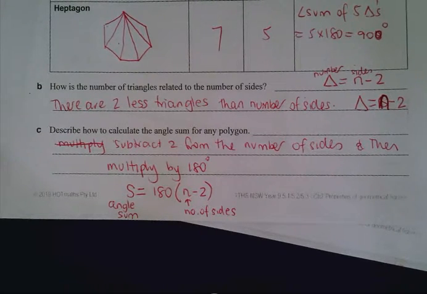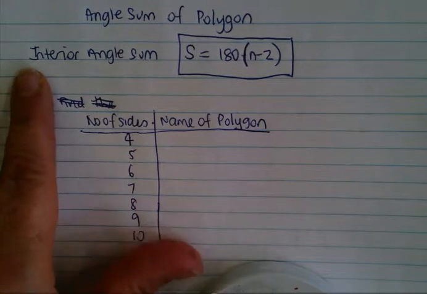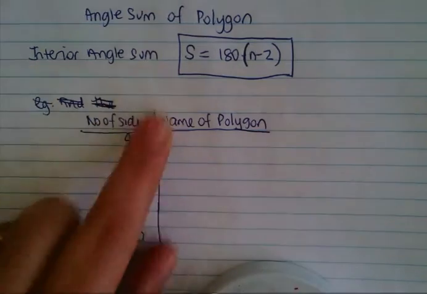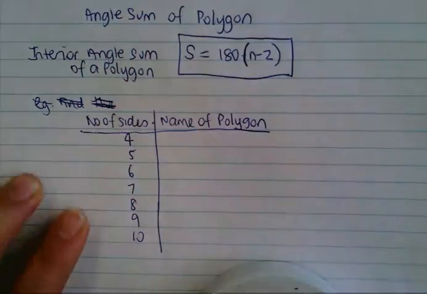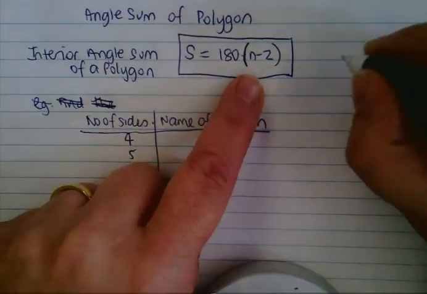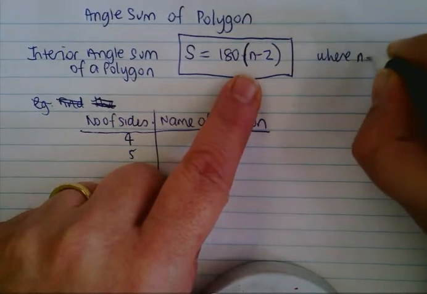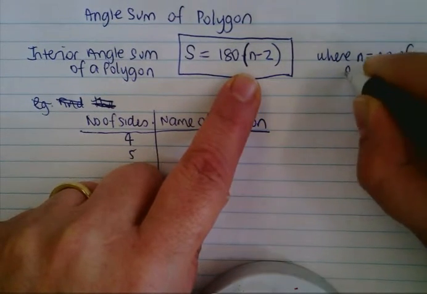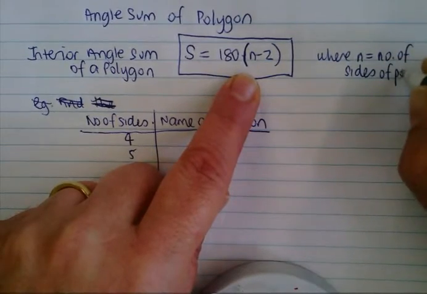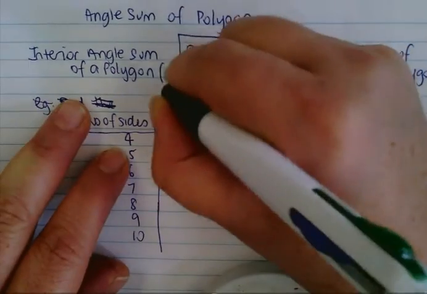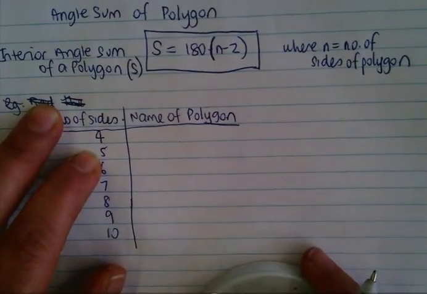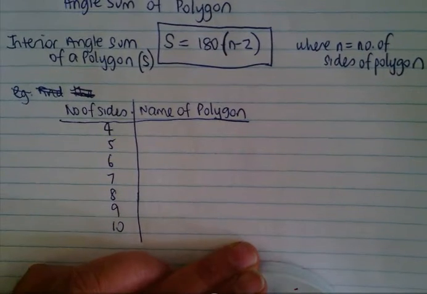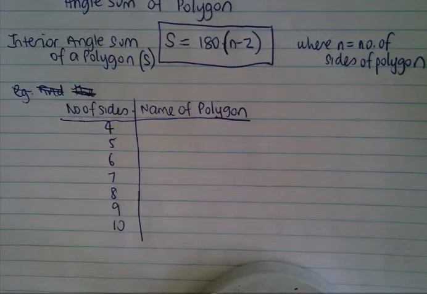So that's your formula. The interior angle sum of a polygon is S equals 180(n minus 2), where n is the number of sides of the polygon, and S is the angle sum of the polygon. S stands for sum.